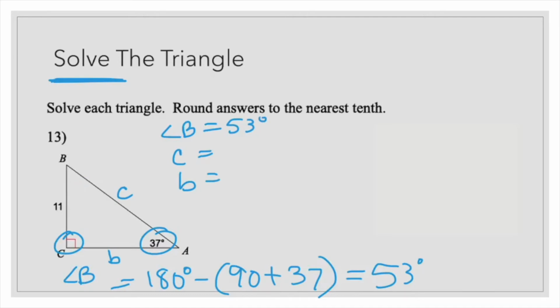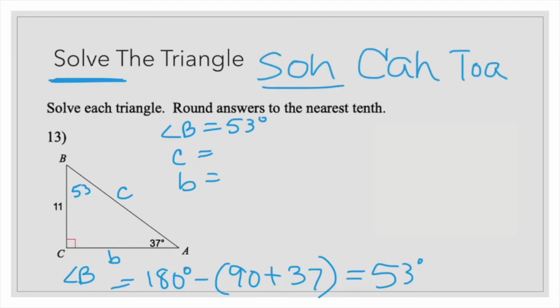I can write that in there if I'd like. I'm going to try not to use that 53, but I have it there just in case. Now I want to find, we'll move down to C. C is the hypotenuse here. I'm going to use this 37, and I have the 11, which is the opposite, and I'm looking for the hypotenuse. So opposite and hypotenuse is sine.